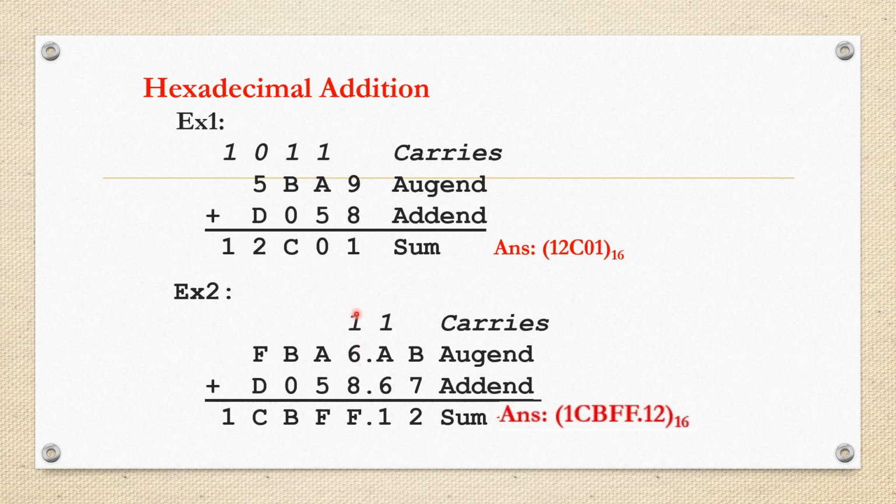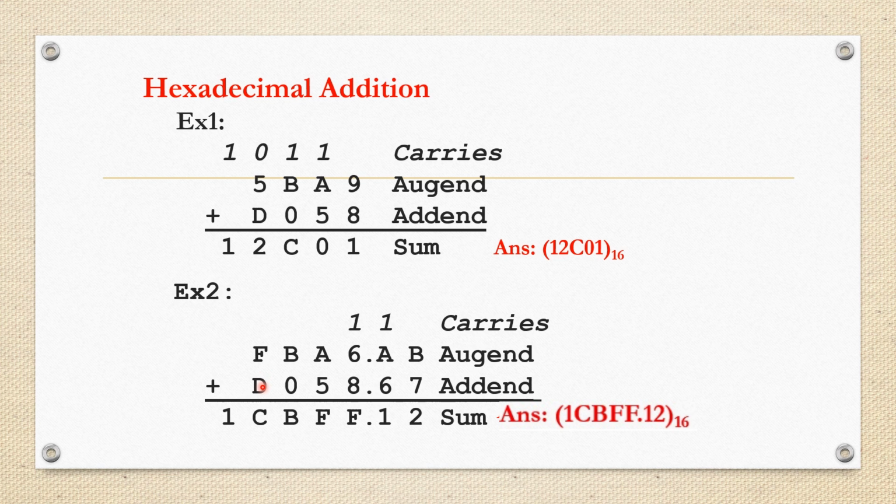Then 6 plus 1, 7. 7 plus 8 is 15. 15 is equivalent to F in hexadecimal. Then 10 plus 5, 15, again F. Then B, and then this one is F plus D. 15 plus 13.